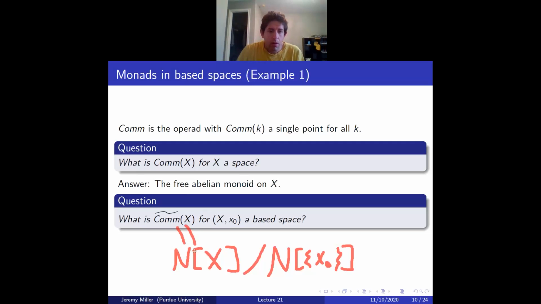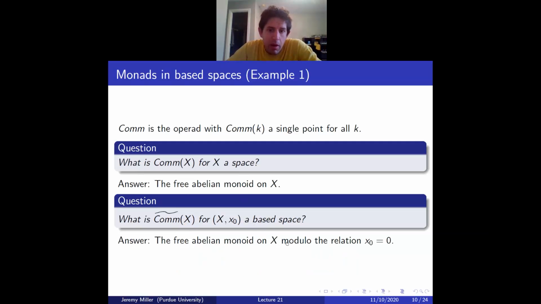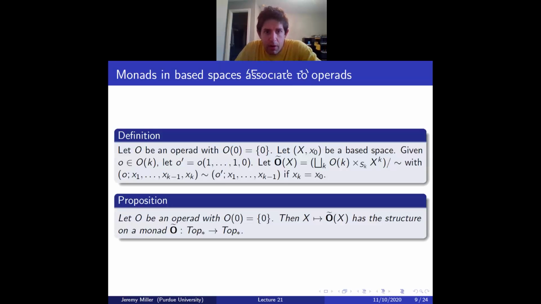So you can think of it as configurations of points in X that vanish if they go to the base point, labeled by the natural numbers. Yeah, so the free abelian monoid on X modulo the relation that the base point x_0 is 0, which is just N of X mod N of x_0. The way you see it from this definition is this equivalence relation.